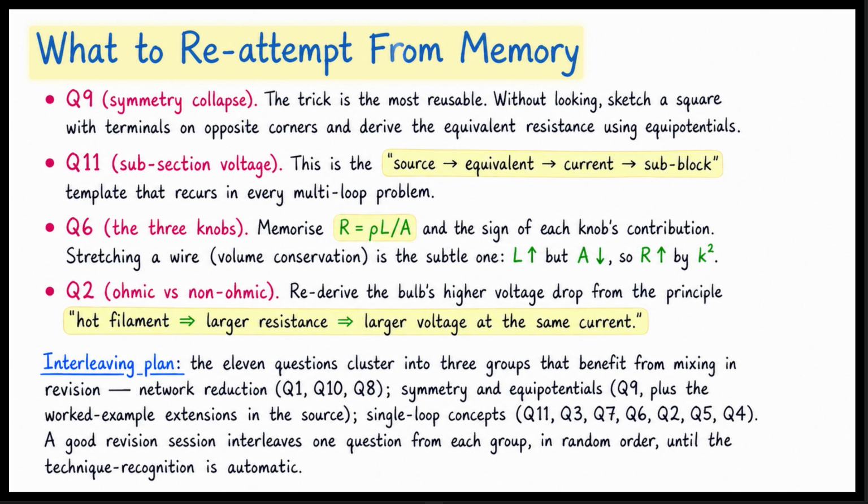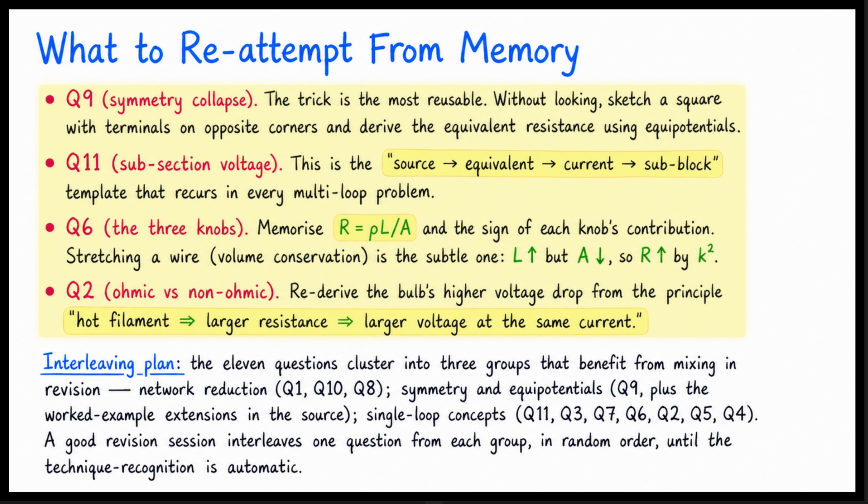4 questions to reattempt from memory. They cover the most reusable tricks. Q9, symmetry collapse. Without looking, sketch a square with terminals on opposite corners and derive the equivalent resistance using equipotentials. The axis trick is the most reusable move in the whole set. Q8, subsection voltage. This is the source to equivalent to current to subblock template that recurs in every multi-loop problem. Trace each step, apply Ohm's law once, and you will land on the right voltage.